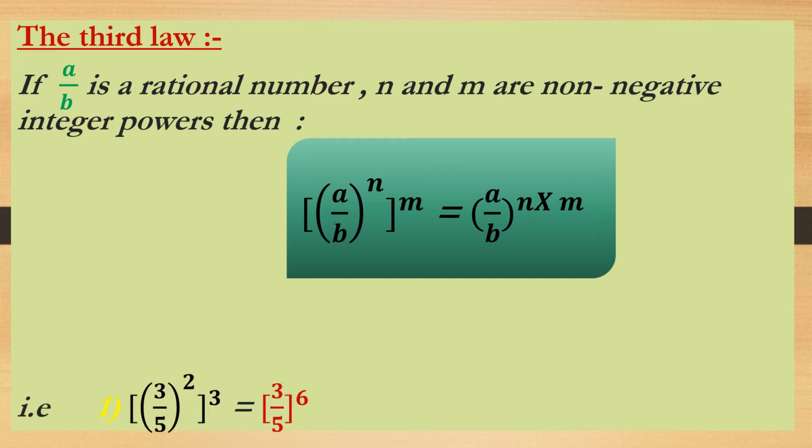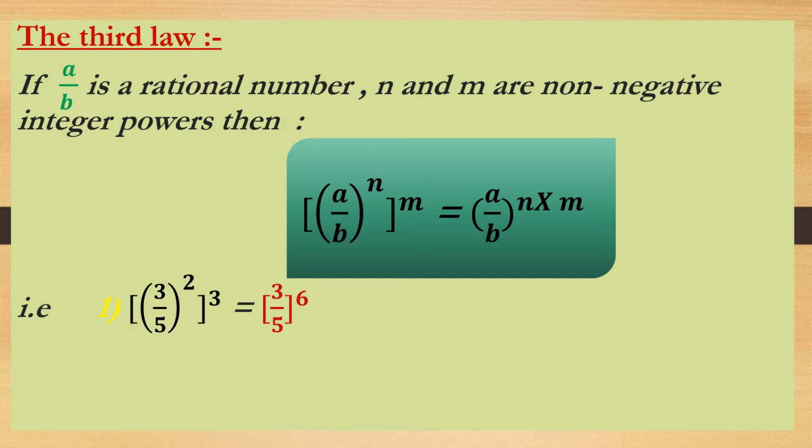For example, if we have (3 over 5) power 2, all power 3, the result will be (3 over 5) all power 6. 2 times 3 is 6. Another example, if we have (negative 1 over 2) power 2, all power 3, it will be (negative 1 over 2) all power 2 times 3 is 6. 6 is an even power, so it will remove the negative sign, so it will be (1 over 2) power 6 only.